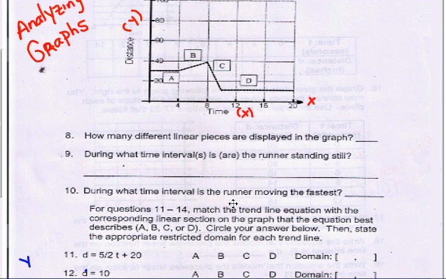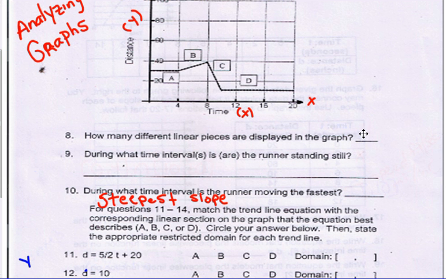So you're looking for the slope. And you want to know the fastest. So you want to know the highest or largest slope. So all you're looking for there is the steepest slope. So go ahead and have the teacher pause the video, and you need to answer questions 8, 9, and 10.